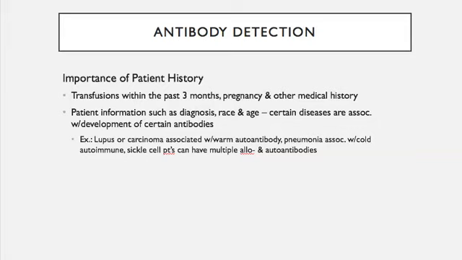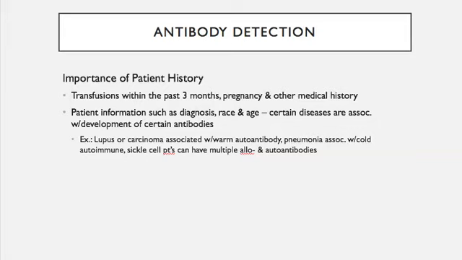Okay, patient history. Has the patient had a transfusion within the past 3 months? Are they pregnant, or is there any other type of medical history that might be relevant to the blood banking testing that we're doing? Patient information such as their diagnosis, race, age, certain diseases are associated with the development of certain antibodies. And like we talked about in the first lecture, some antibodies are going to be more common amongst different races, or maybe even in different age group populations.